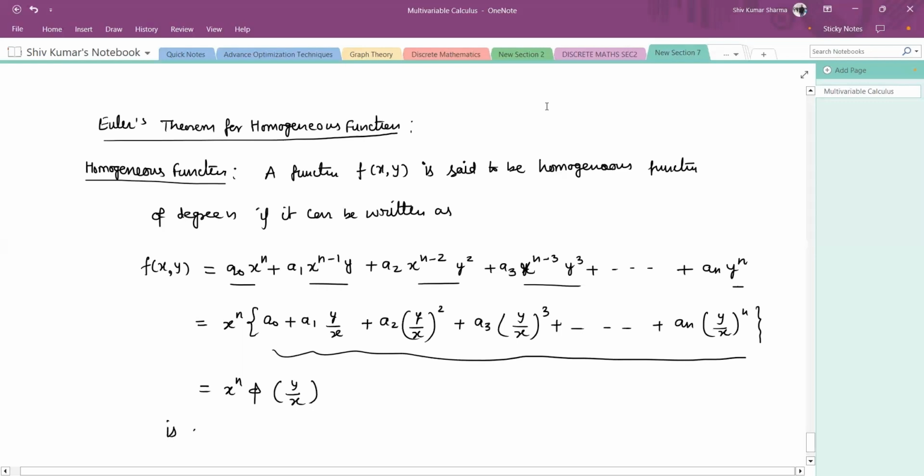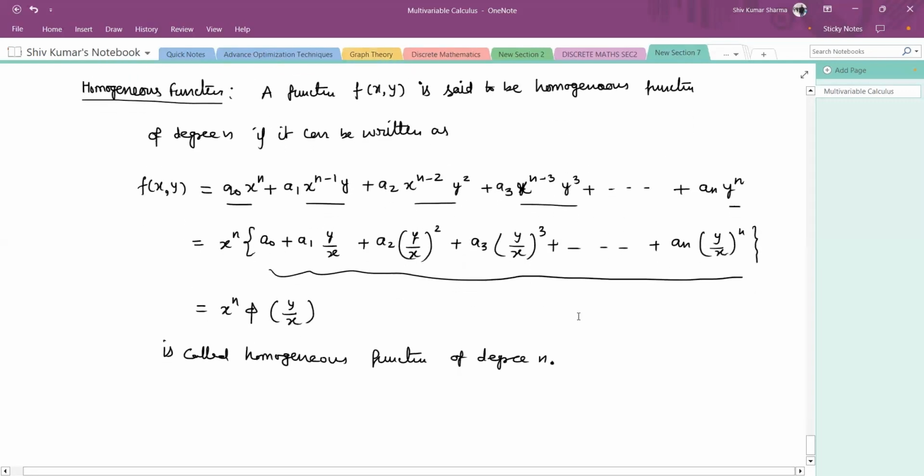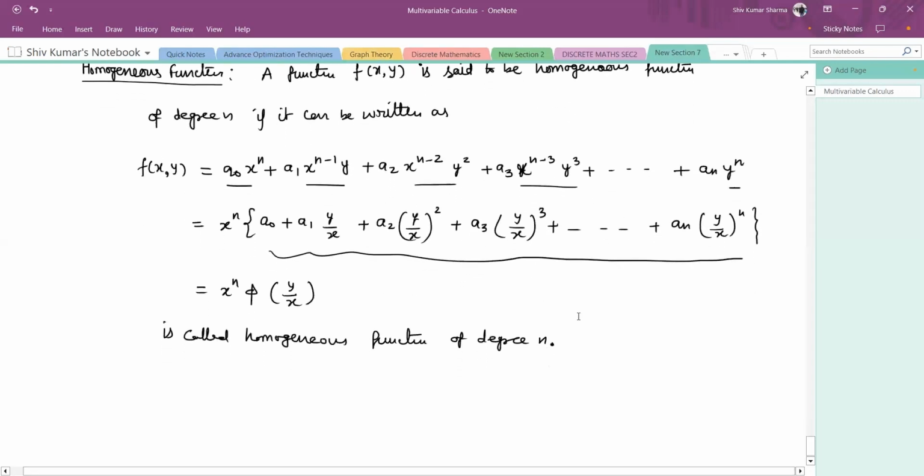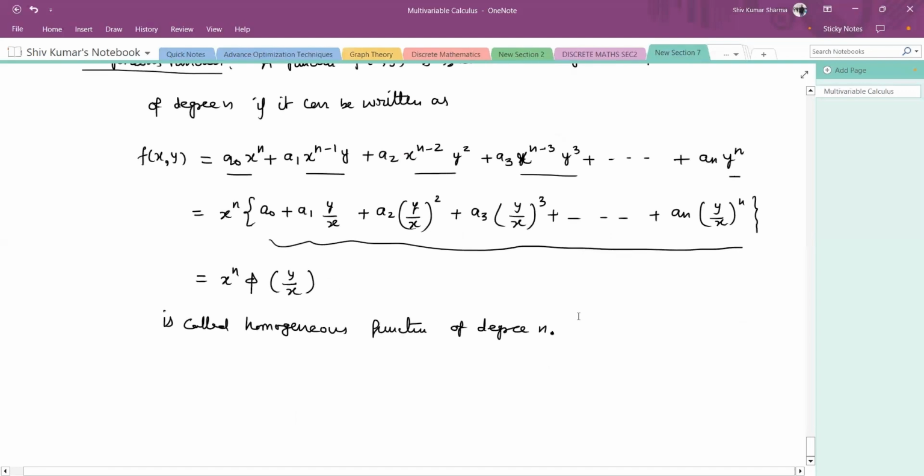of degree n. So when we find the degree of any homogeneous function, we should make that particular function in this form.